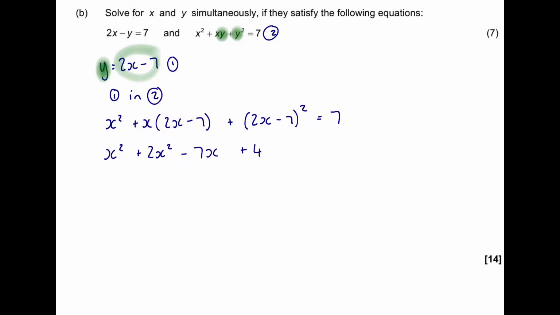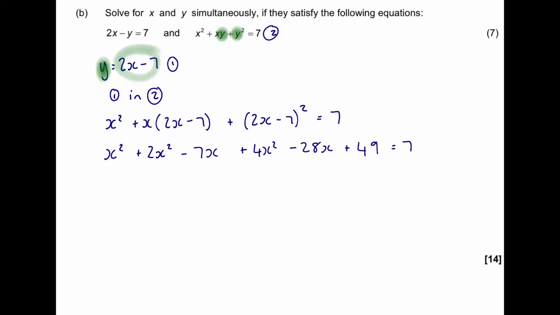so we get 4x squared. Then the outers, 2x times negative 7 is negative 14x. The inners will also be negative 14x, so that's negative 28x. And then negative 7 squared is positive 49, and that equals 7.